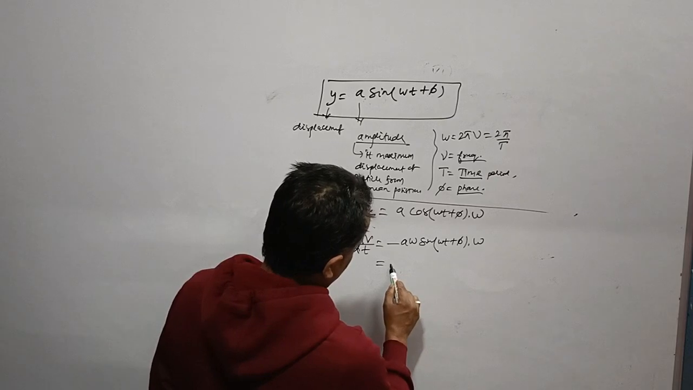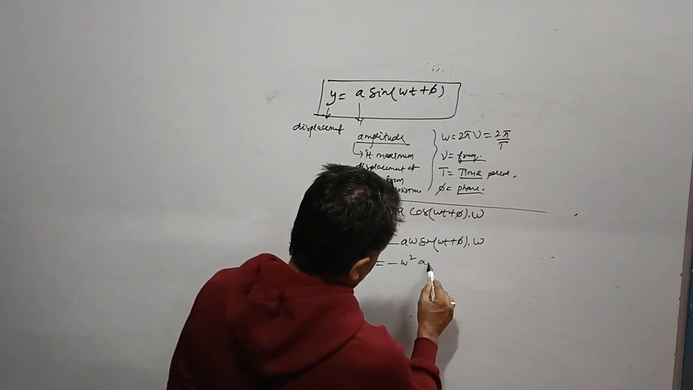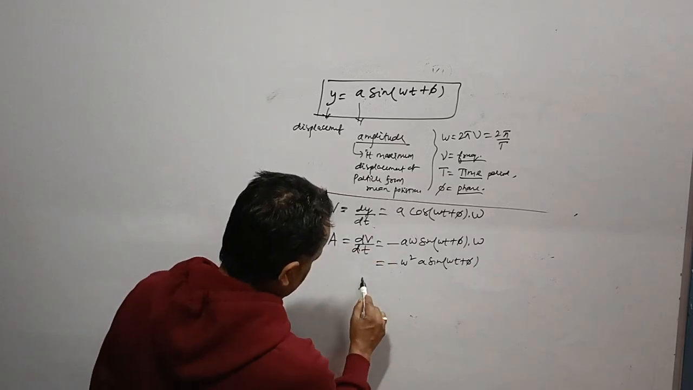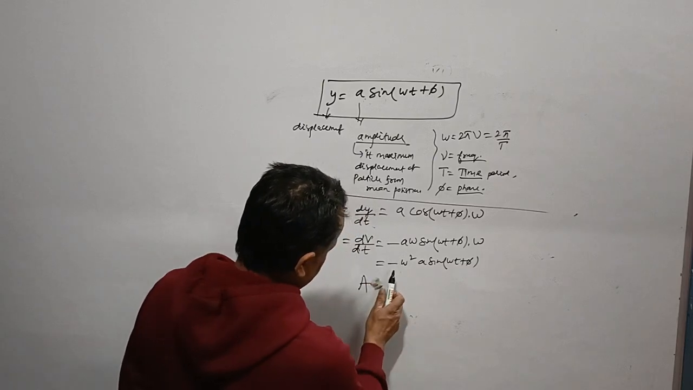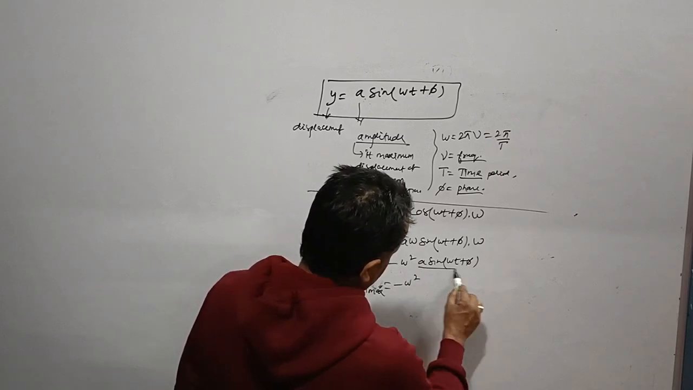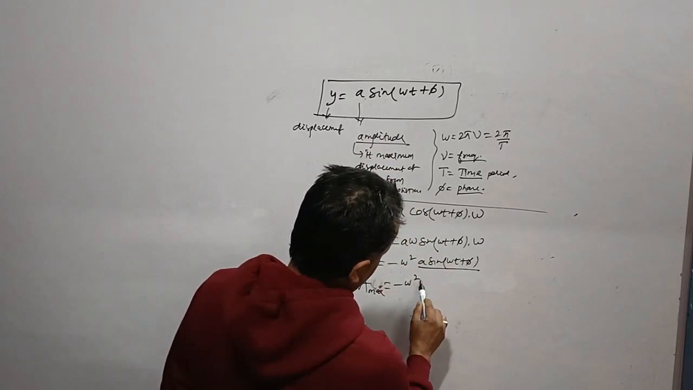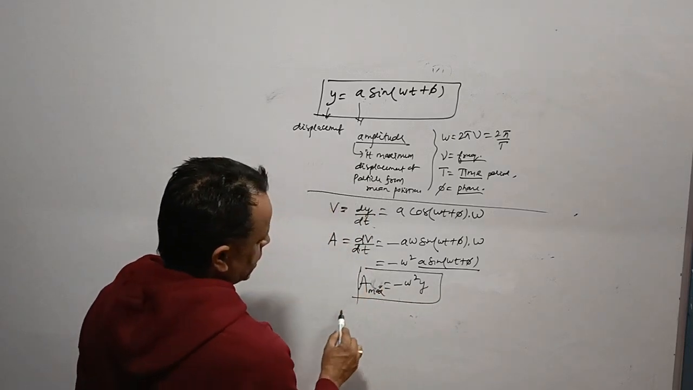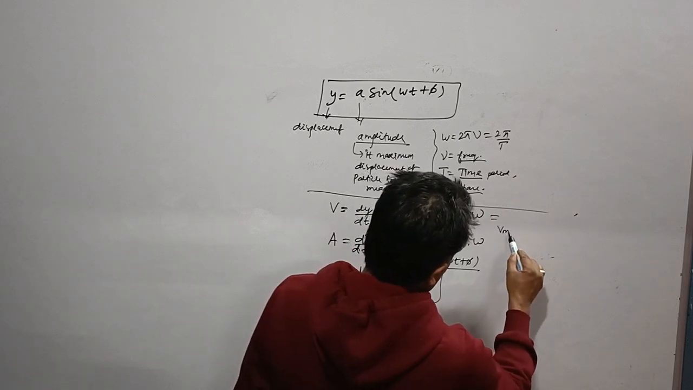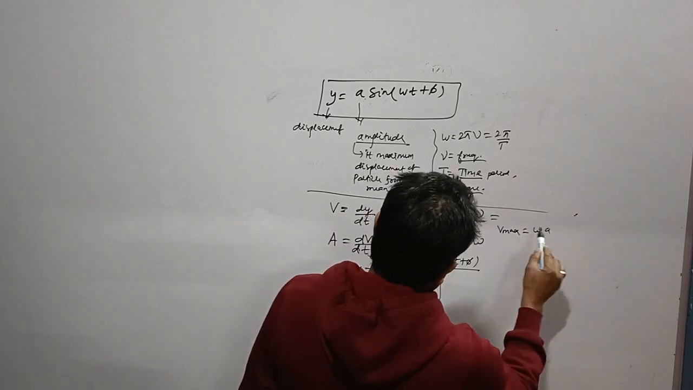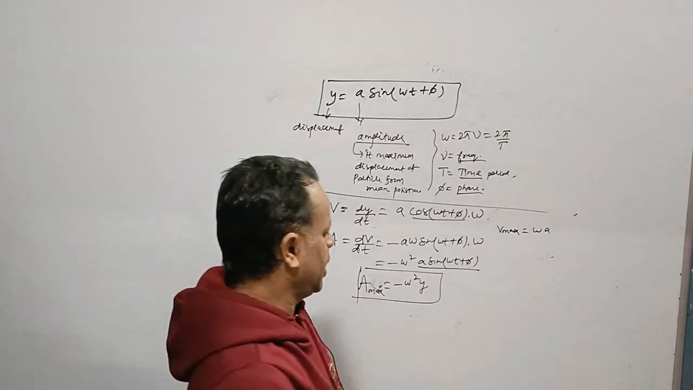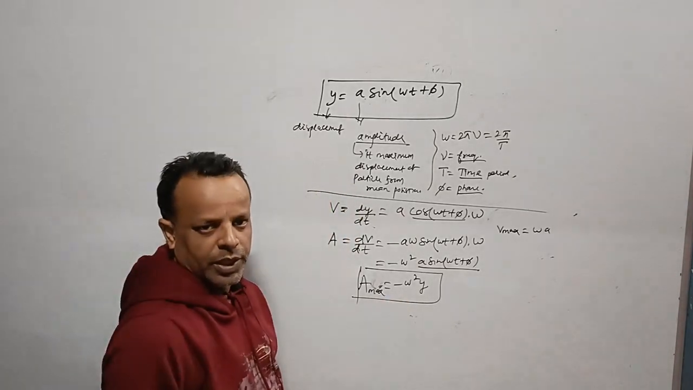It is coming out to be minus omega square A sine(omega t plus phi). Acceleration maximum is omega square times y, which is our displacement. And for velocity maximum, V max will be equivalent to omega into A, when cos(omega t plus phi) becomes 1. V max is omega A, and acceleration is minus omega square y.